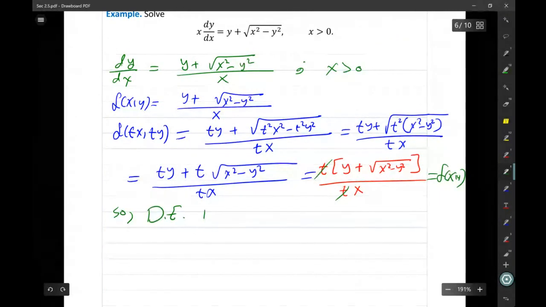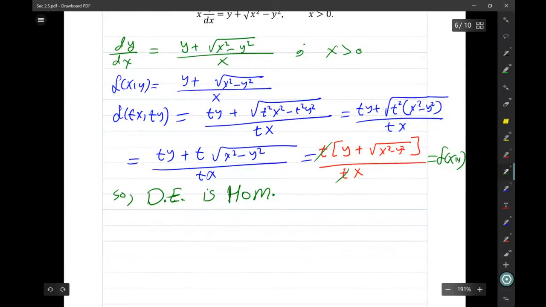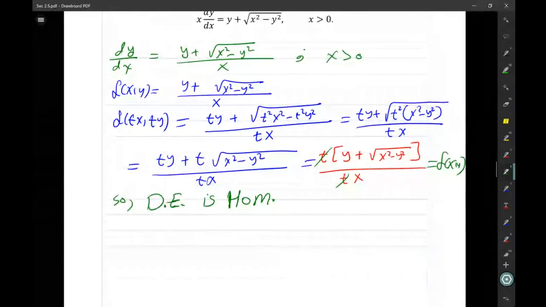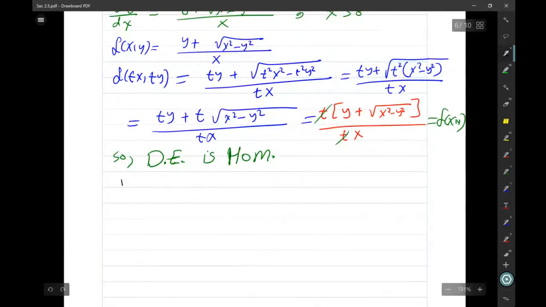So your differential equation is homogeneous. Now I need to use the techniques for the homogeneous equation. So I'll assume y to be ux. Then differentiate both sides with respect to x, and it becomes dy by dx is equal to u times 1 plus x times du by dx.